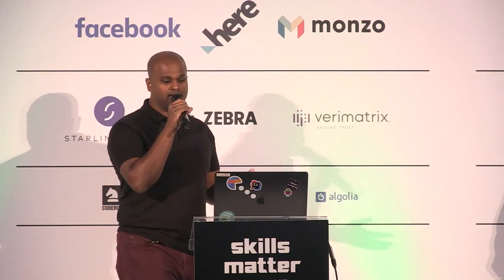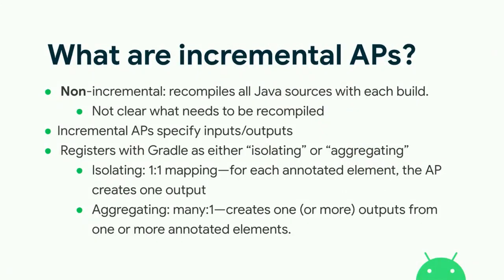So the first area that we're going to talk about is incremental annotation processors, which is kind of a big deal when you think about it. A lot of you probably use APs just because why would you want to recreate boilerplate code and write the same code over and over again? But having a single non-incremental annotation processor in your project actually makes all of incremental Java compilation not work.